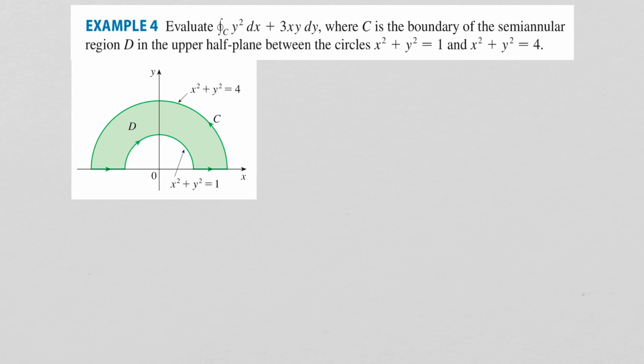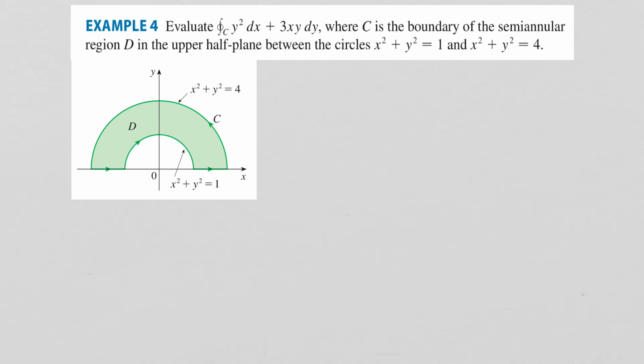So as an example, let's evaluate the following line integral. So we have the integral on the curve C, where C is the boundary of the semi-annular region D. So that is this semicircle here, and then we're only considering the points above the x-axis. So the region D is surrounded by this curve, this curve, this curve, and this curve.